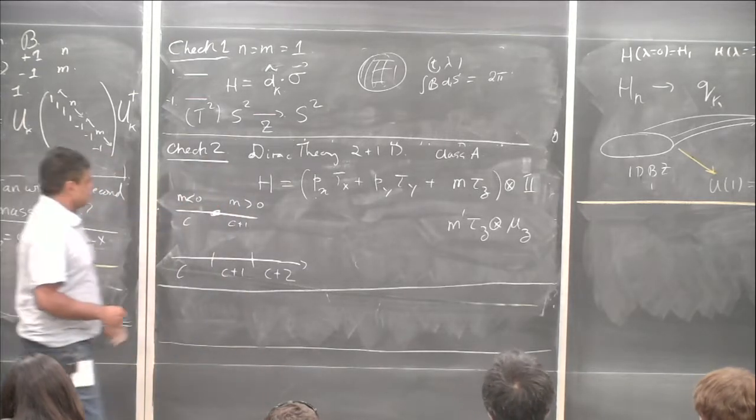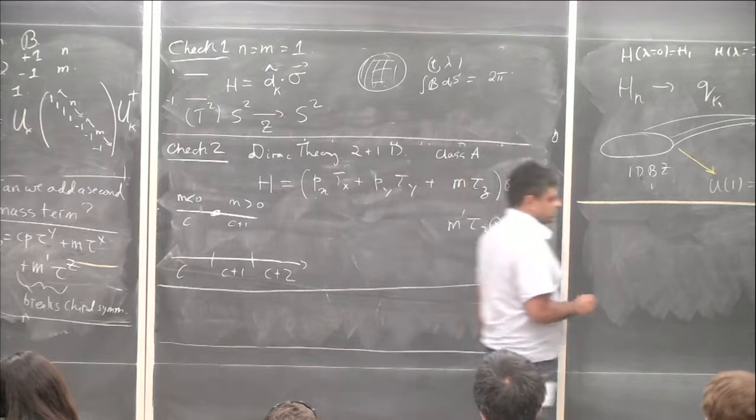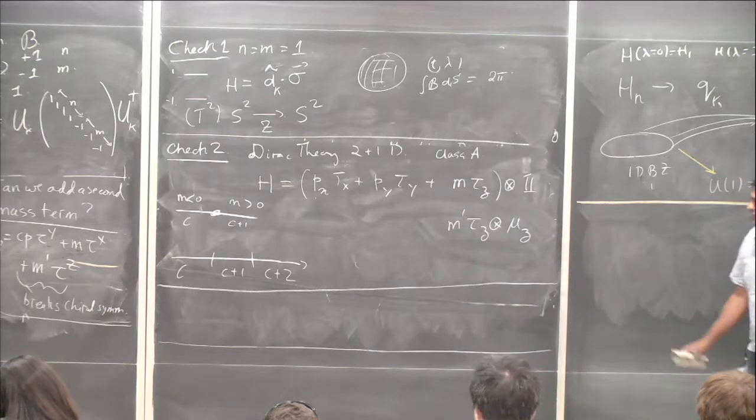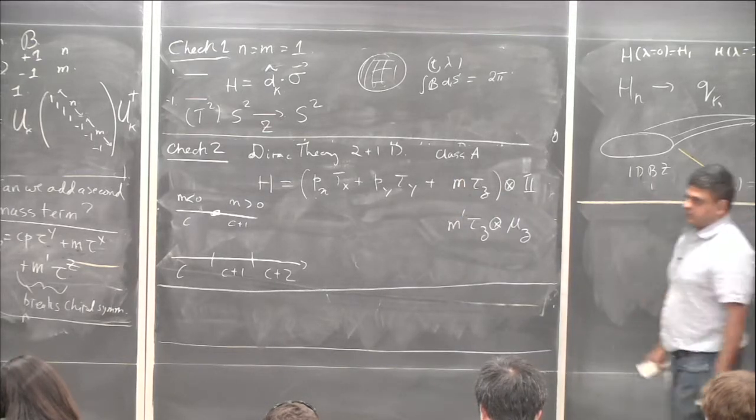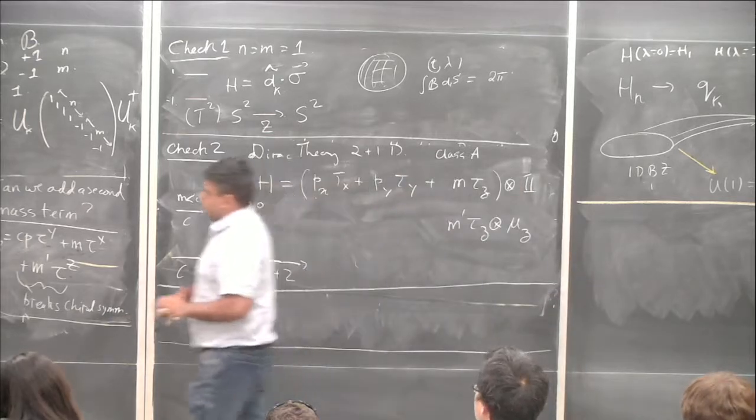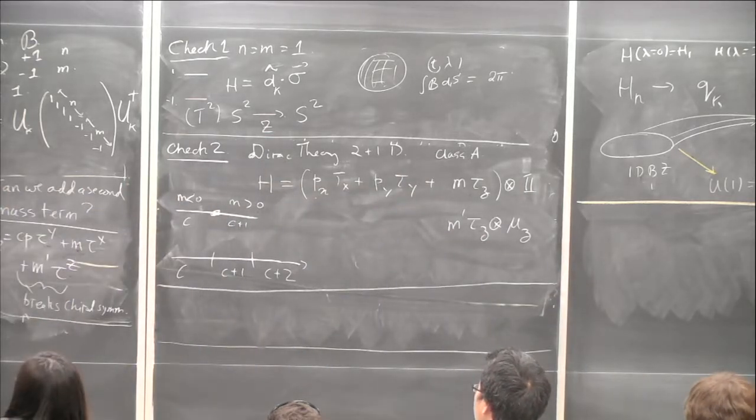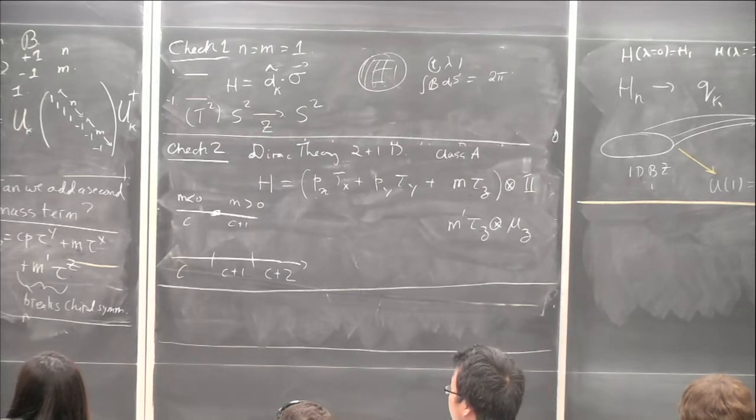Okay, so that's the second check, and there's a third check I'll do, which is really the purpose of showing you that table, which is to actually go from the result we already know in one dimension up to the result in two dimensions.